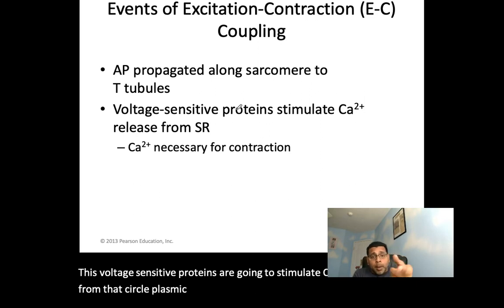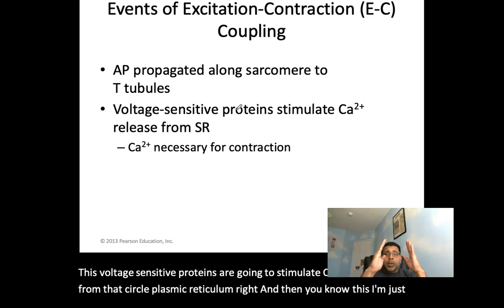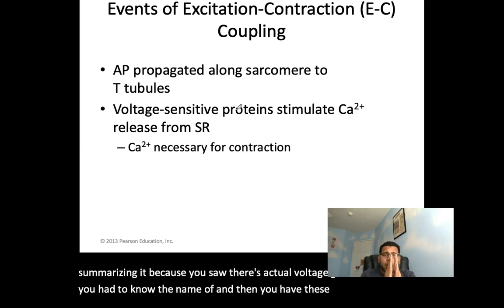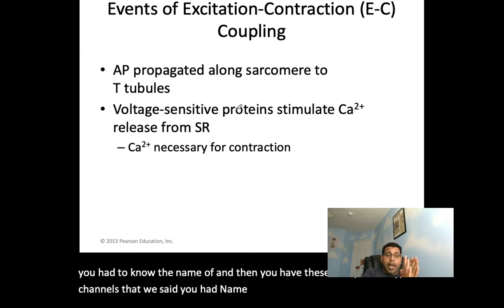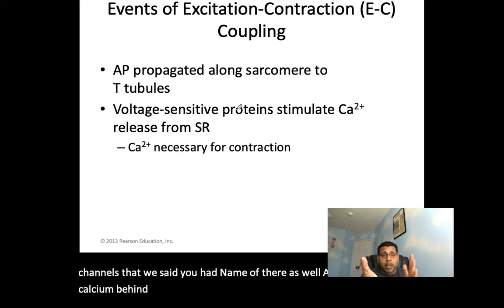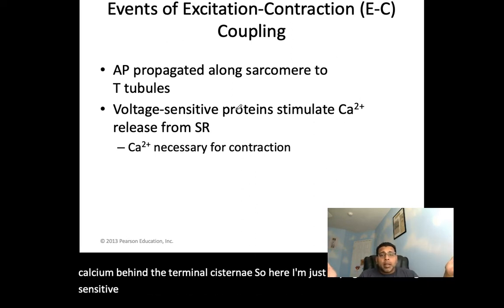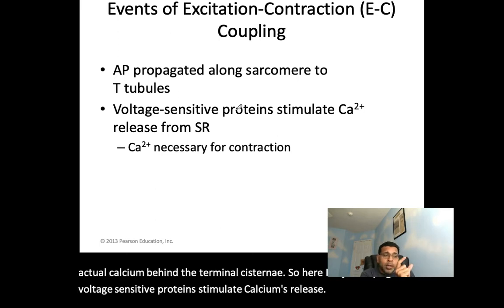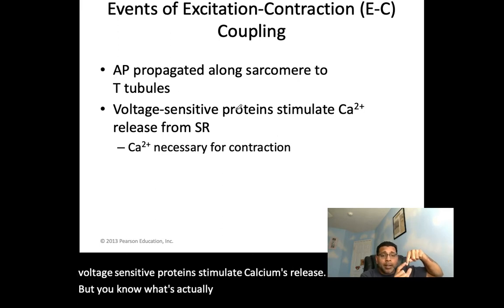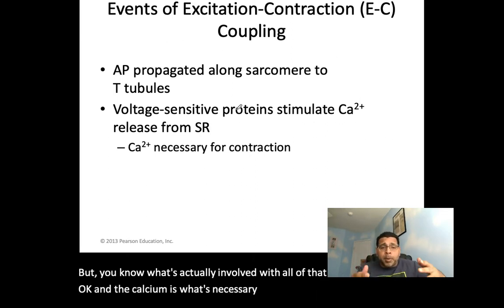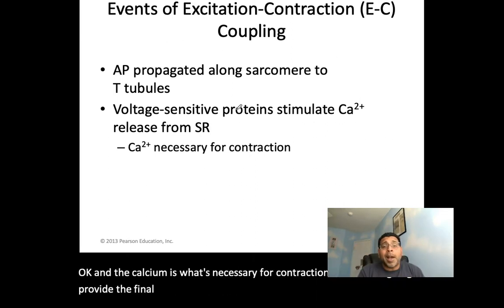Right? And I'm just summarizing it, because you saw there are actual voltage-gated channels there that you had to know the name of, and then you have these foot protein type channels that we said you had the name of there as well, and then there's the actual calcium behind the terminal cisternae. So here I'm just saying the voltage-sensitive proteins stimulate calcium's release, but what's actually involved with all of that. Okay, and that calcium is what's necessary for contraction. We said it's going to provide the final go for contraction.